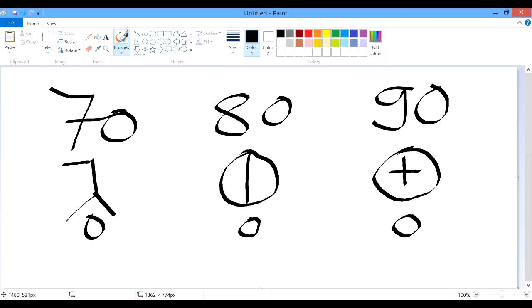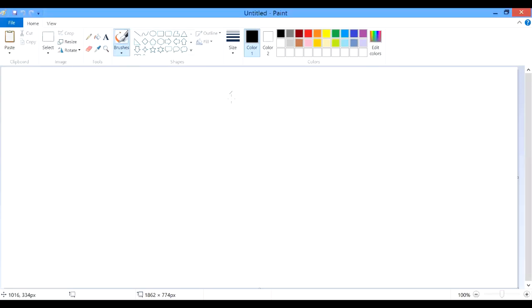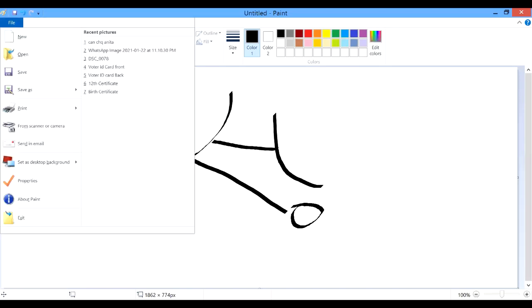Okay, so after 90, we can go to 100. Yes, Satam. Maybe, I don't know. So saw this and then 0. Okay. So you can write in this way. Satam. Okay.